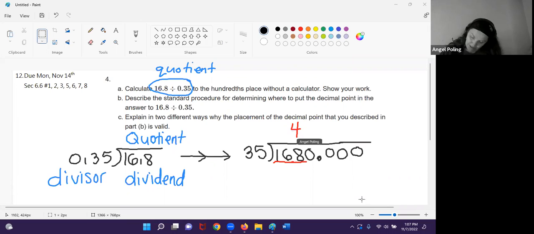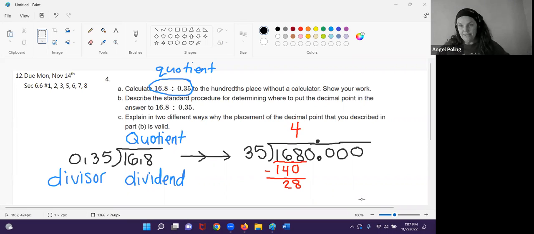I can make 4 groups of 35, and that is 140. And then I subtract those for the value of 28. Now, just as a double check, can I get any more groups of 35 out of 28? No, that's good. That means I can go on to the next place value to the right.